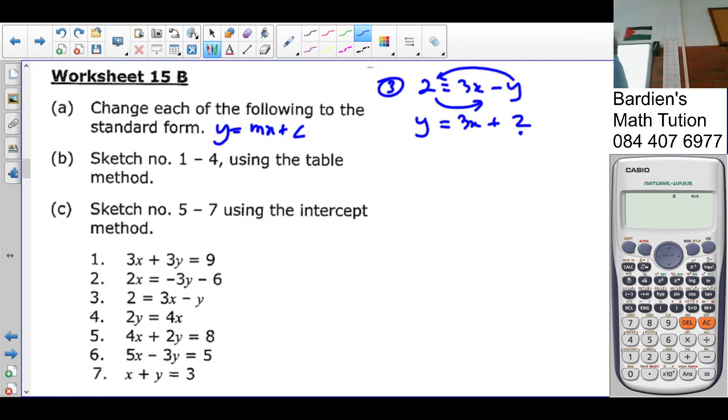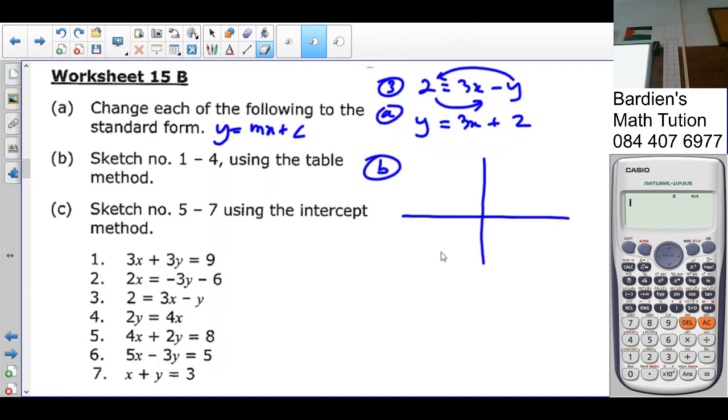Not so? Since they didn't tell us which values to use for the table, I'm going to choose my own values. I'm just going to go with, first draw the table.